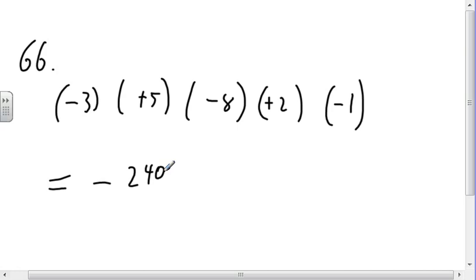So I figure out that it's going to be negative when I get done, and then when I put it in my calculator, I don't worry about the negative signs. Okay, number 72.